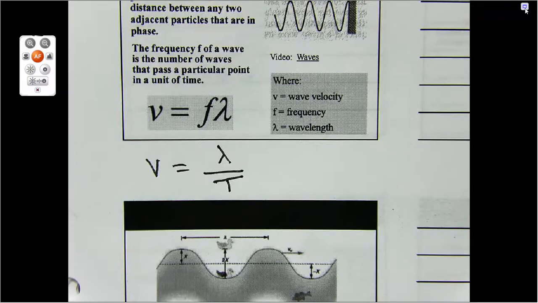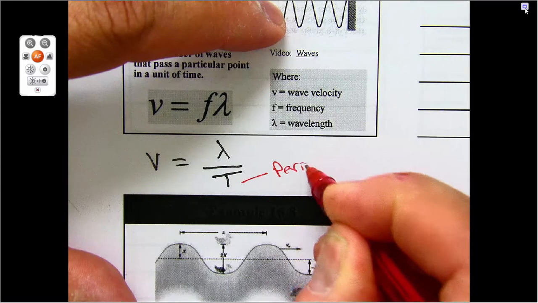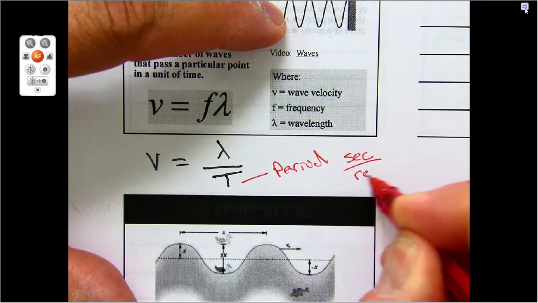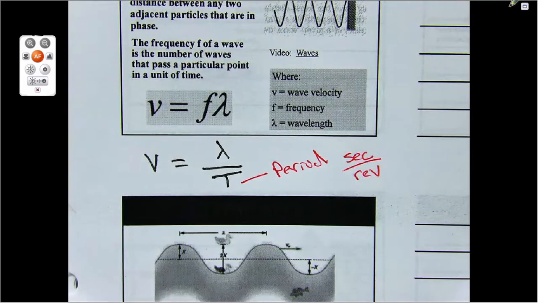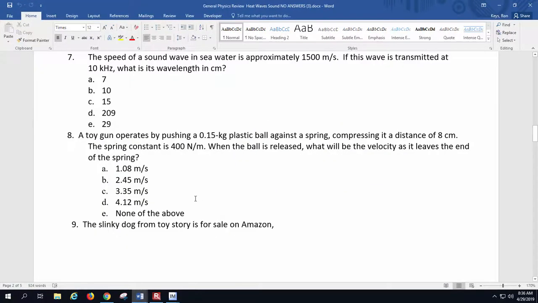Period. This is our period. This would be our period in seconds per revolution, right? It's just going to be seconds. Now let's see if I have that quiz up yet. Yes.